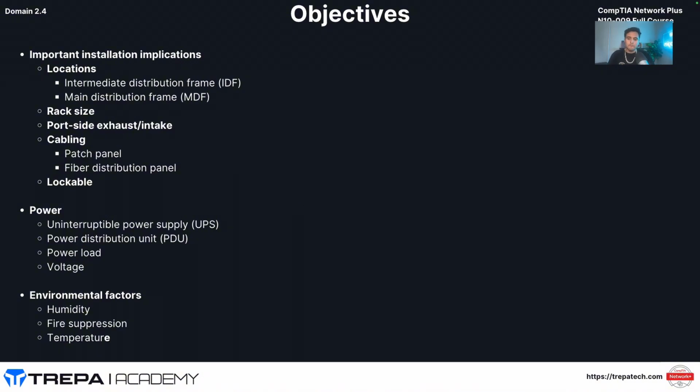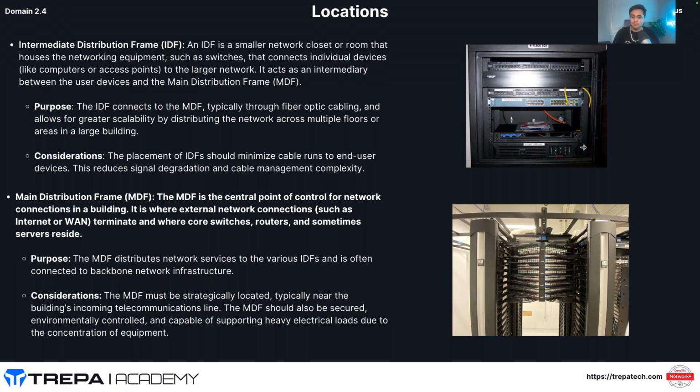First, we're going to go over important installation implications: where we're going to put our patch panels, distribution frames, different rack sizing, and different cabling panels we have. Then we're going to get into power and environmental factors. This is going to be one of those slides where there's not much I can put on the whiteboard. We're just going to have to get through the content, okay?